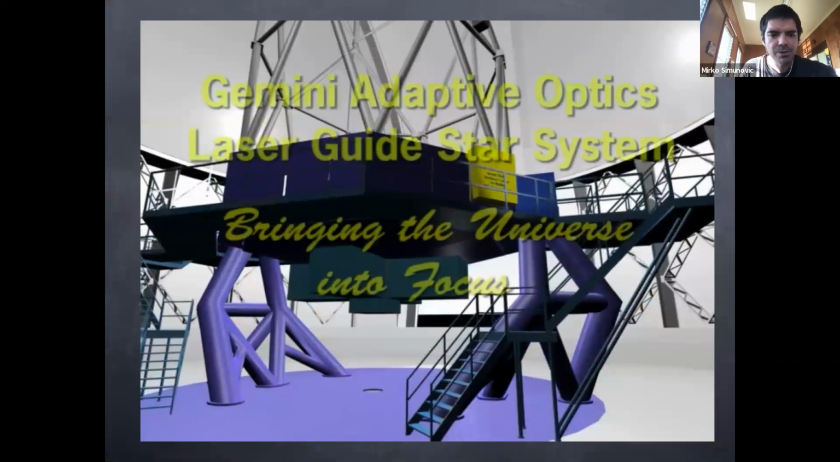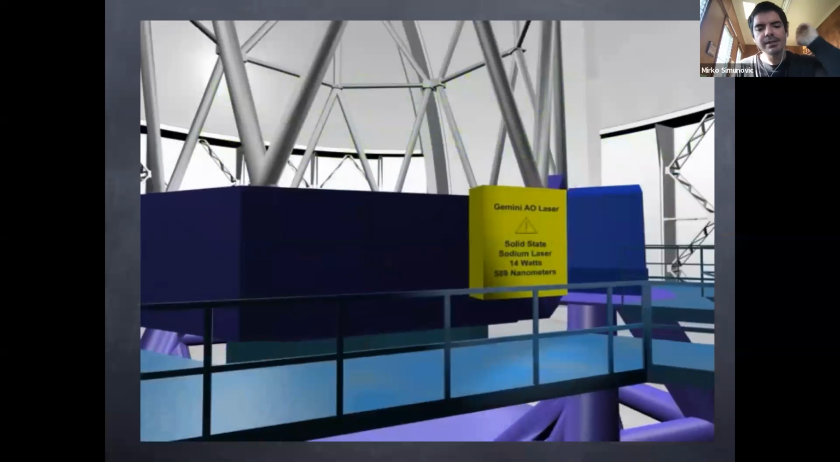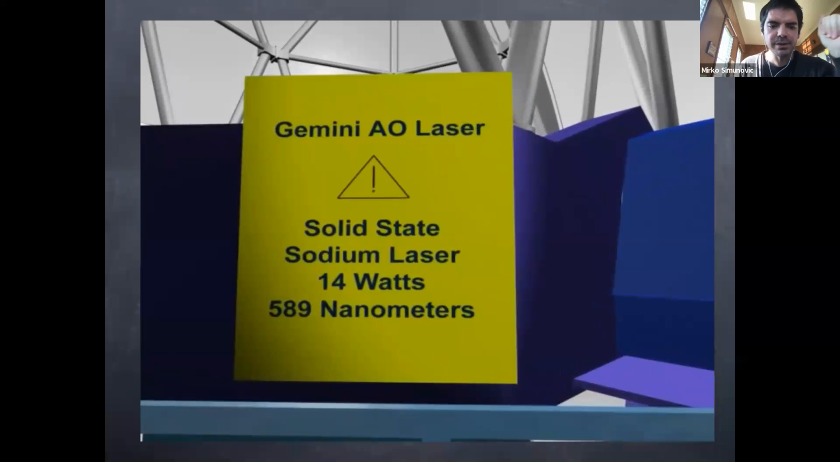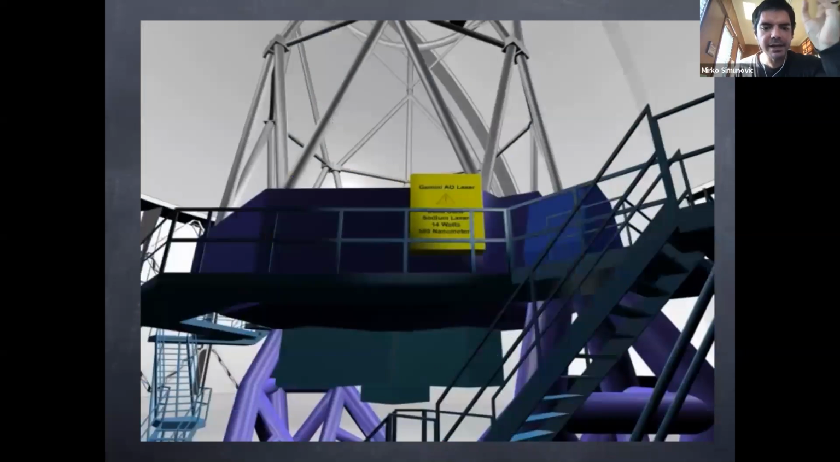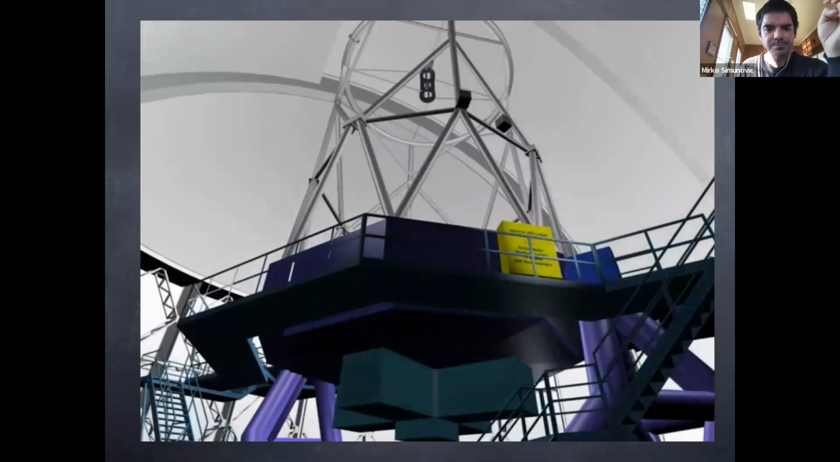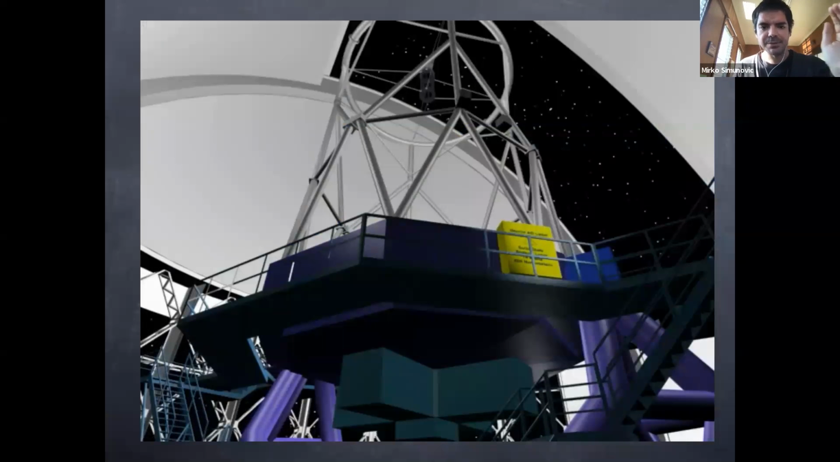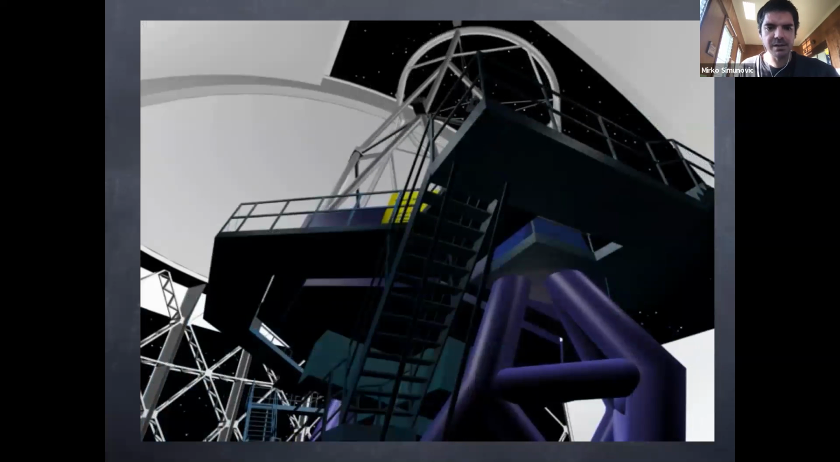Now this animation is showing how the laser guide star system works, and this is built particularly to deal with this problem, right? You have a laser which shoots a beam of light at 589 nanometers. And this beam of light, this laser, will interact with atoms in the atmosphere. And you will see how in just a minute. So that's the Gemini telescope.